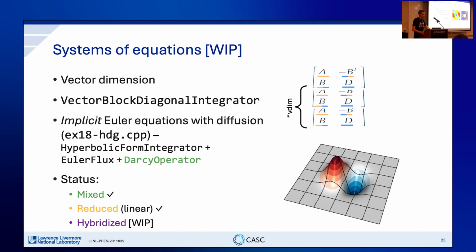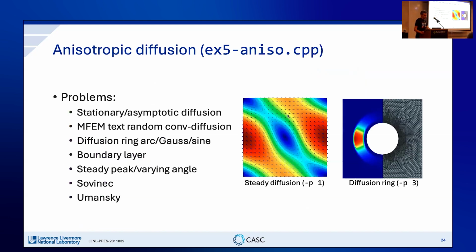We have also multiple examples for anisotropic diffusion. I'm not going through all of them, but here you have just some illustrations, like steady diffusion with some anisotropic factor, or diffusion ring classical problem with very strong 10⁸ anisotropy along the circle. And there is also some ongoing research in reformulation of HDG specifically for such problems.